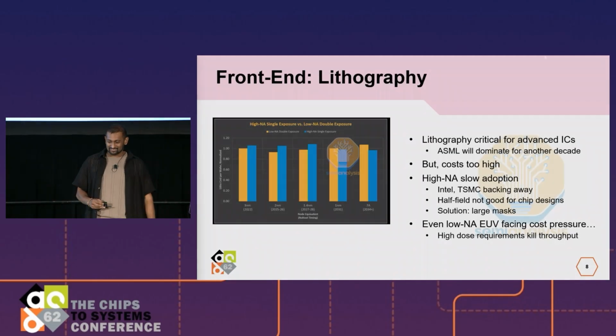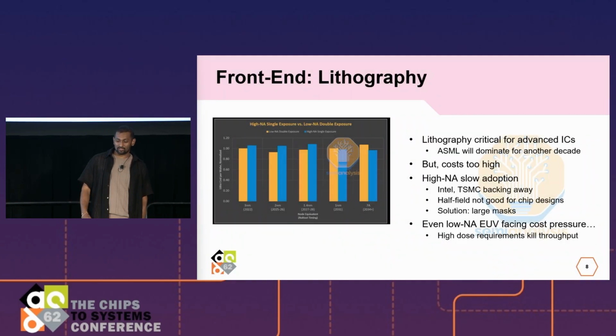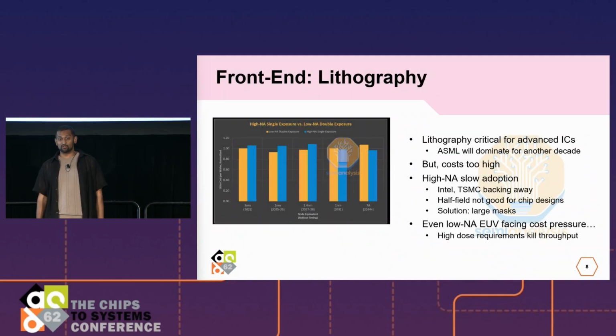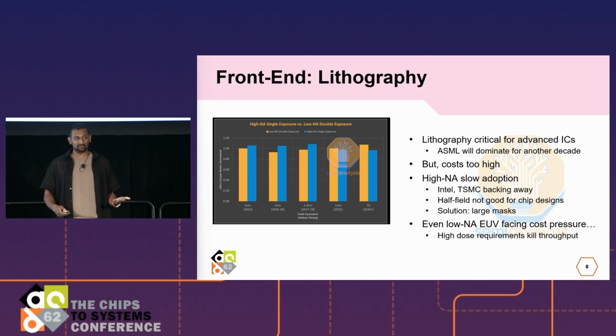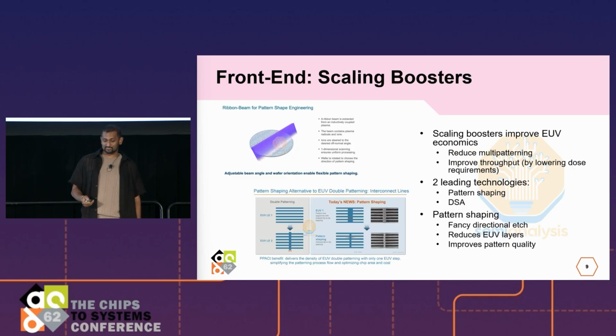But TSMC said that they're not going to adopt it for a while to come, and that is very concerning because it turns out that multi-patterning with EUV is more cost-effective than single patterning with EUV in many, many cases.